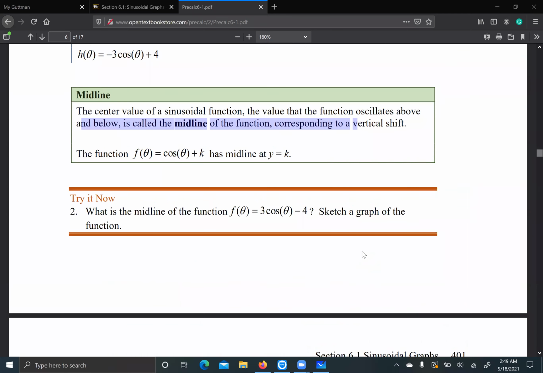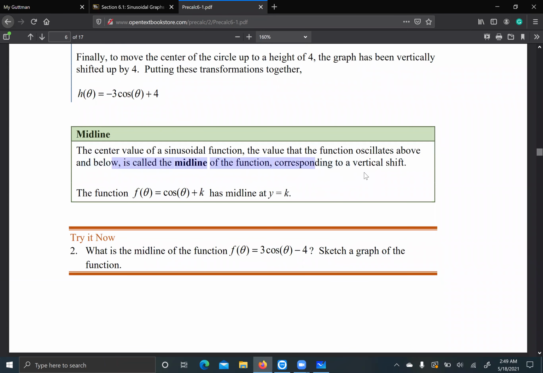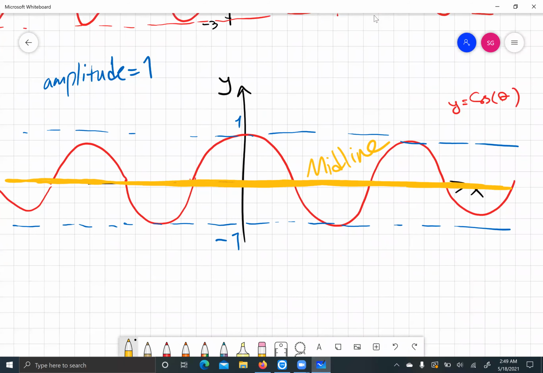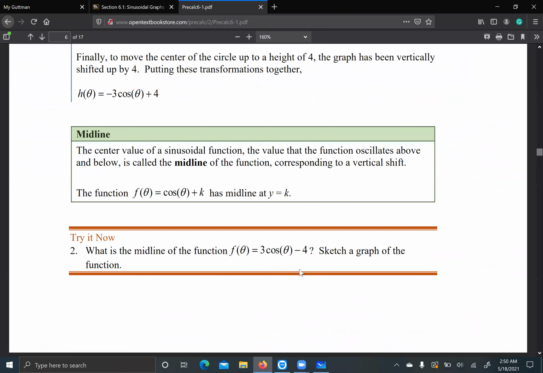Okay, so we saw that the midline is the line that the function oscillates above and between. And for sine and cosine, you can see that the midline is the x-axis.